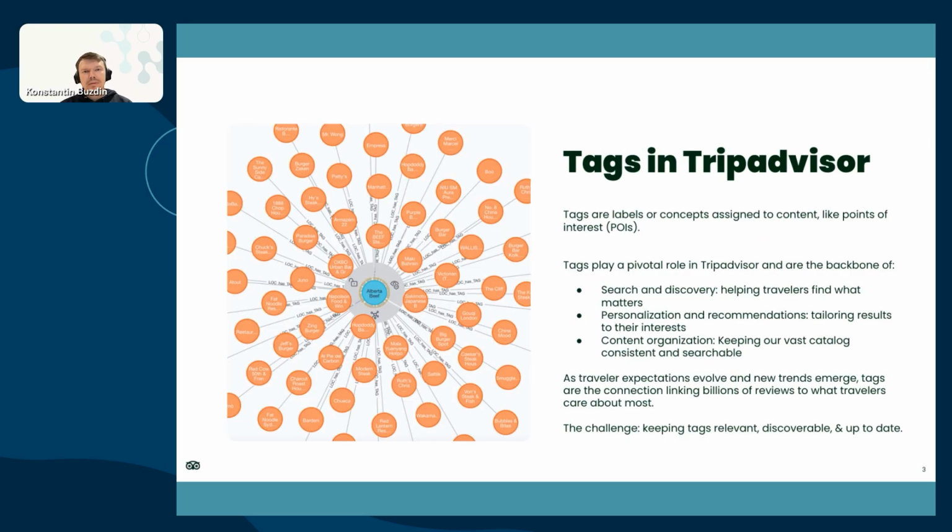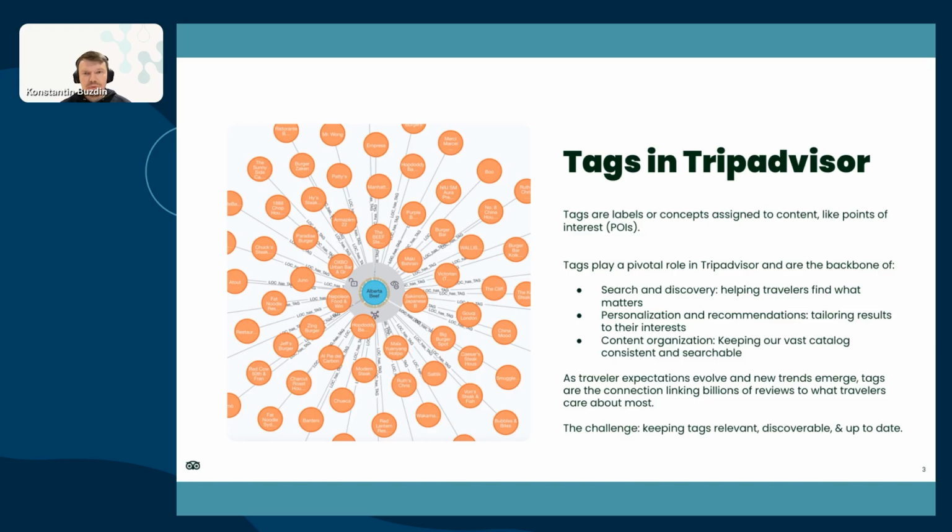In this presentation, we'll be talking about tags. So let's start with what a tag is. A tag is a label which is connected to a piece of content, like points of interest. And in Tripadvisor, points of interest are hotels, restaurants, attractions, any bookable products you see on the site.